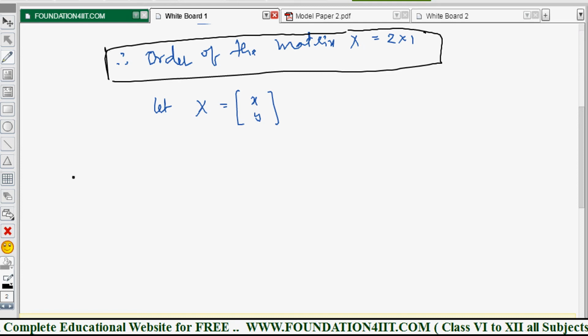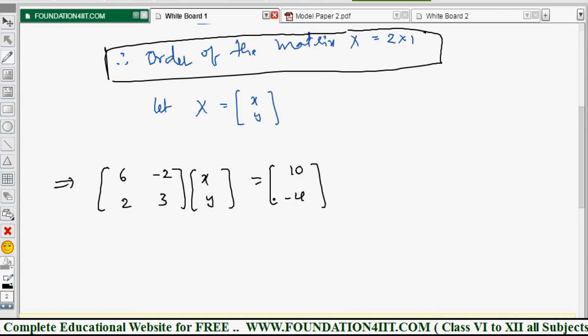Now, from the given data, the matrix [6 -2; 2 3] multiplied by the matrix [x; y] equals [10; -4]. Let us multiply the first row with the first column: 6x minus 2y. Then the second row with the first column: 2x plus 3y. So that is equal to 10 comma minus 4.